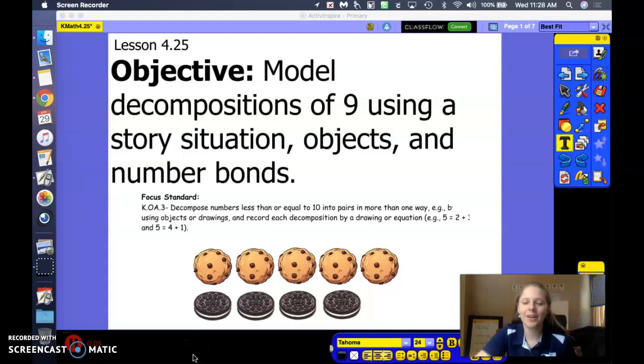Hi friends, today we're going to do Module 4, Lesson 25. Objective: model decompositions of 9 using a story situation, objects, and number bonds.